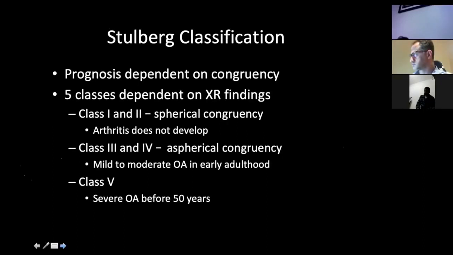The Stulberg classification depends on the congruency. I've summarized this; there are about 5 or 6 stages, but for me, we can put it this way. Stage 1 and 2 are spherical and arthritis doesn't develop. In 3 and 4, you might get arthritis. In 5, you're going to get severe arthritis. You can look at my lecture notes to further identify this, but I think generally, in an exam, this is what you would do.